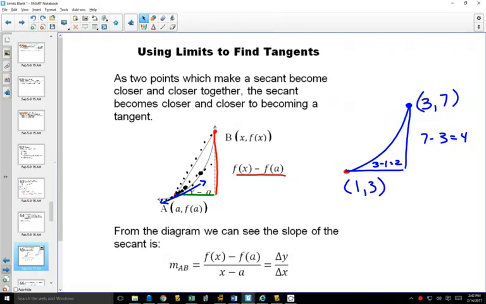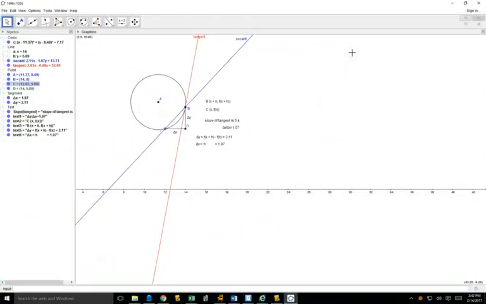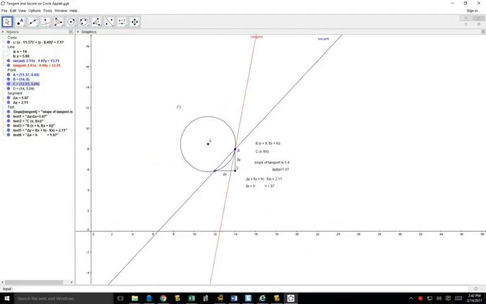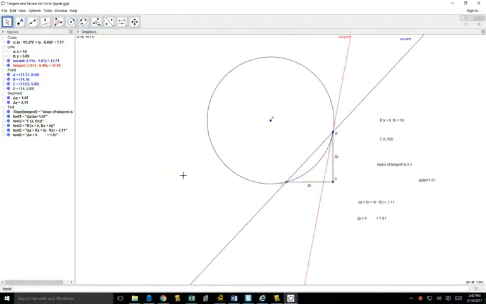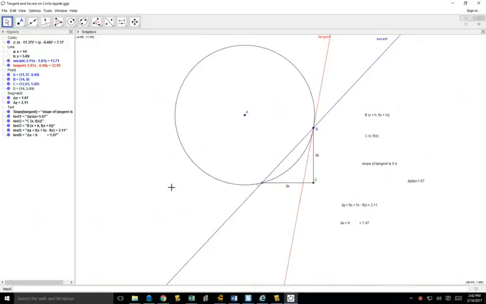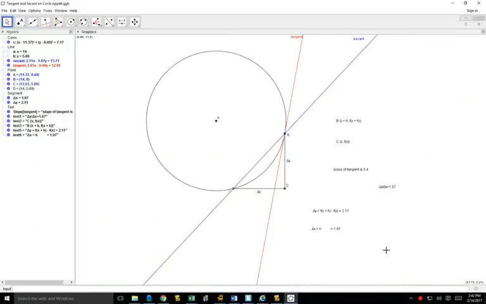I've got an applet that I made right here. I'll zoom in a little bit maybe. Doesn't make the words any bigger, does it? Okay. I'll tell you what it says right here. It says the slope of the tangent, which is the red line at point B, is 5.4. And right now, the slope of my blue line is 1.07.